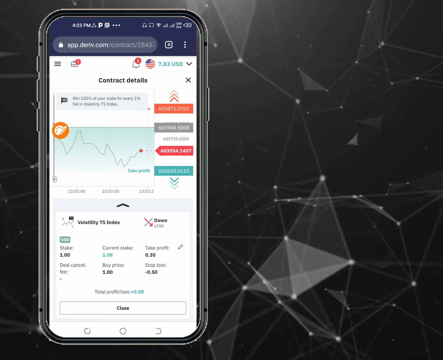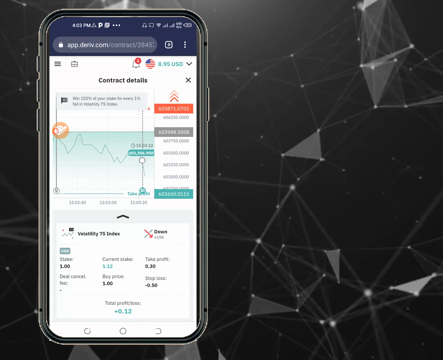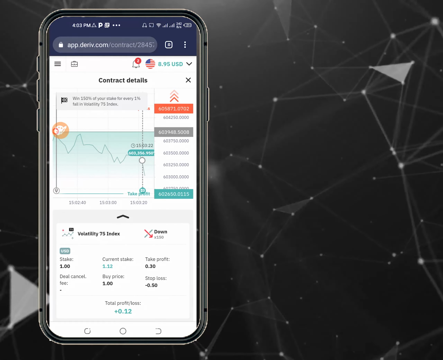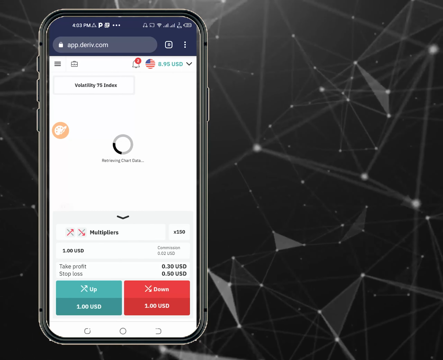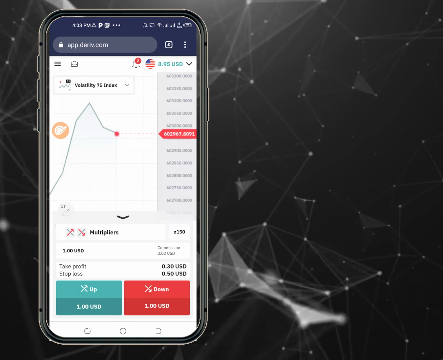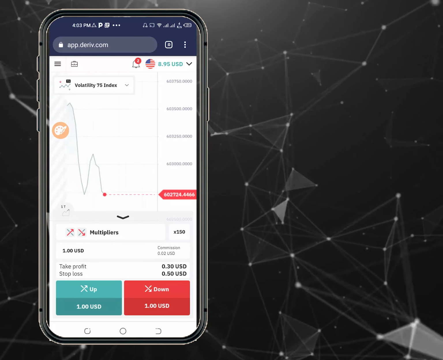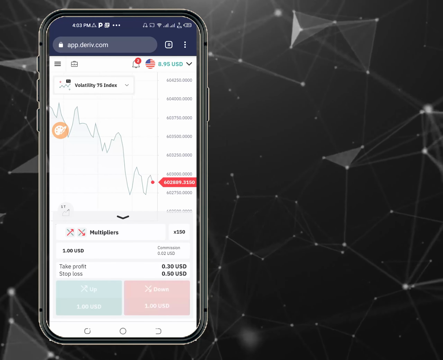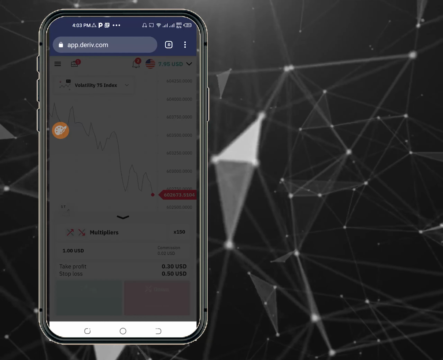I'm closing my trade, though I would have made more because it was moving in my favor. So that's it. Let me do one more trade again. You can even decide to leave your trade for a longer time, but you have to increase your stop loss.